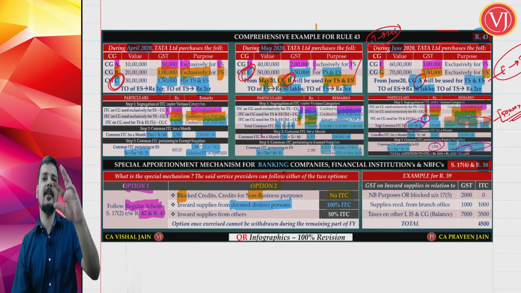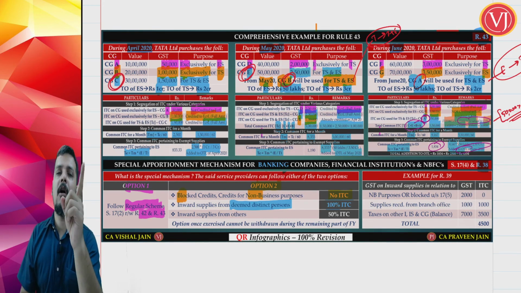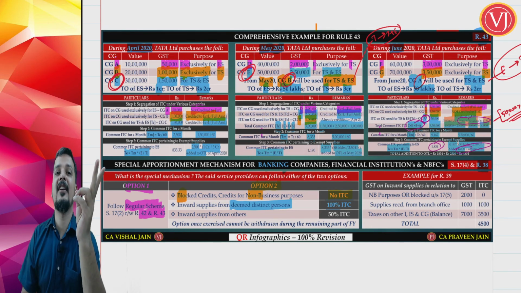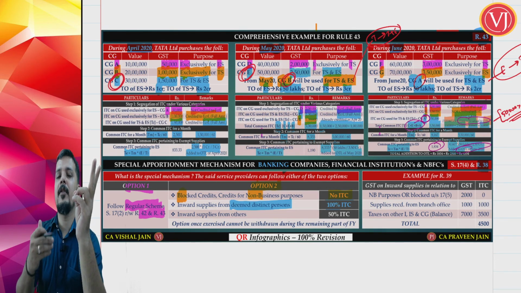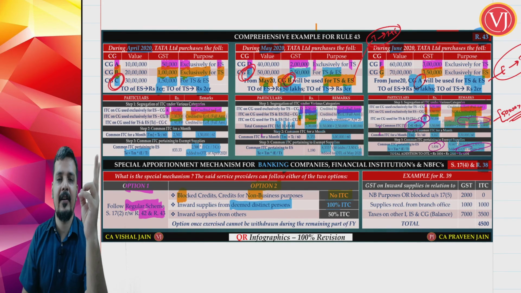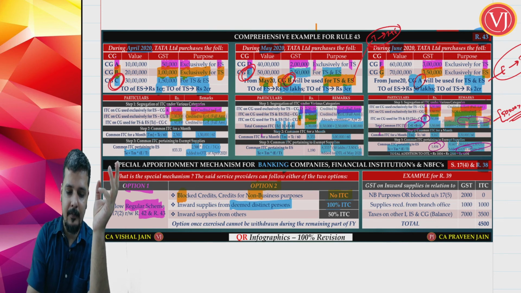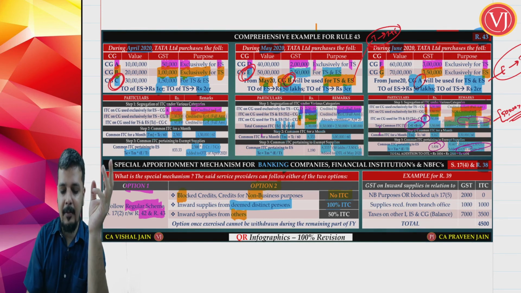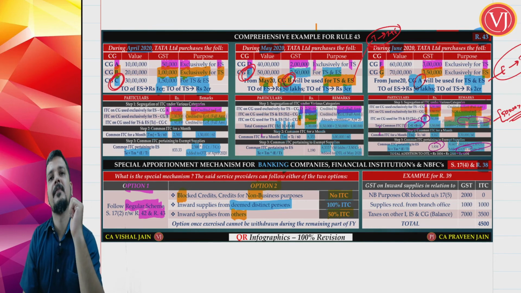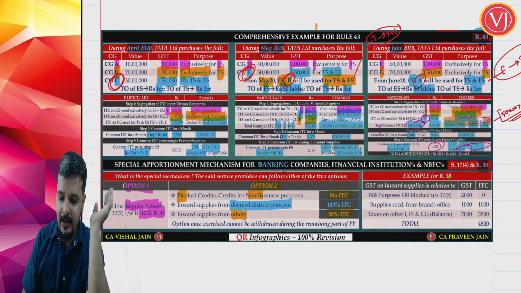So you divide this entire credit of banks into 3 for rule 38. How? Blocked, no credit. Branch to branch, distinct persons. One branch of the bank to another branch of the same bank, distinct persons, get full credit if that is your inward supplies. And balance portion, the third B, get 50% credit. A very simple calculation.